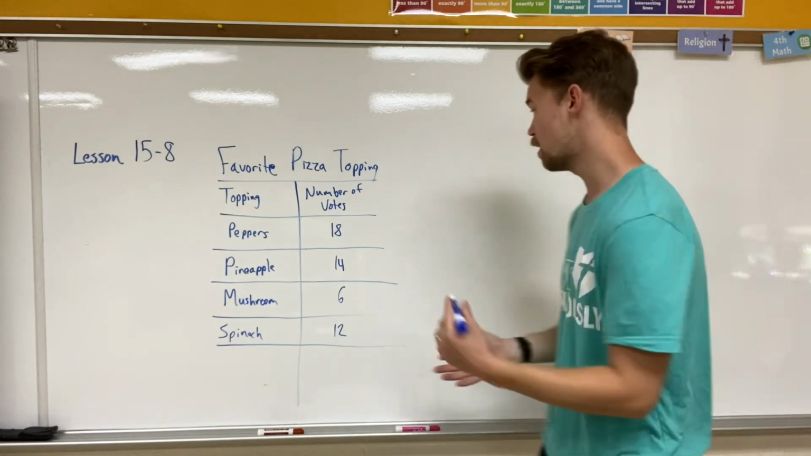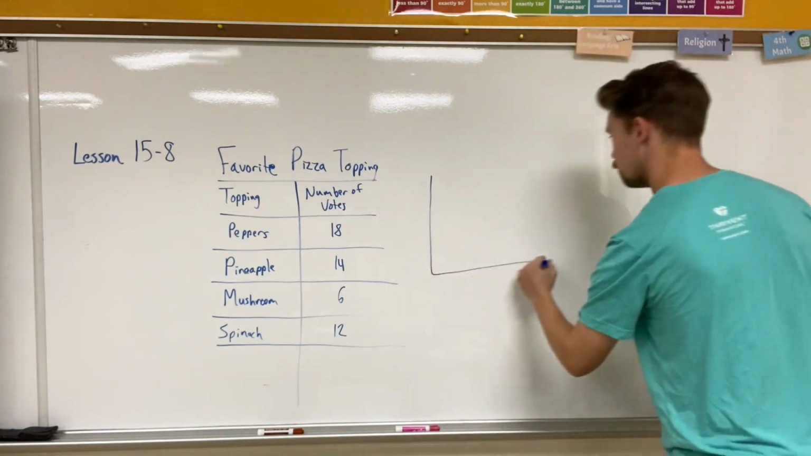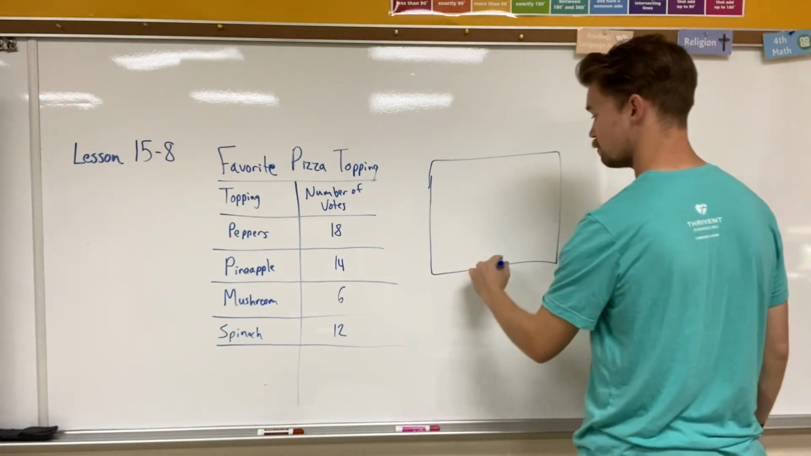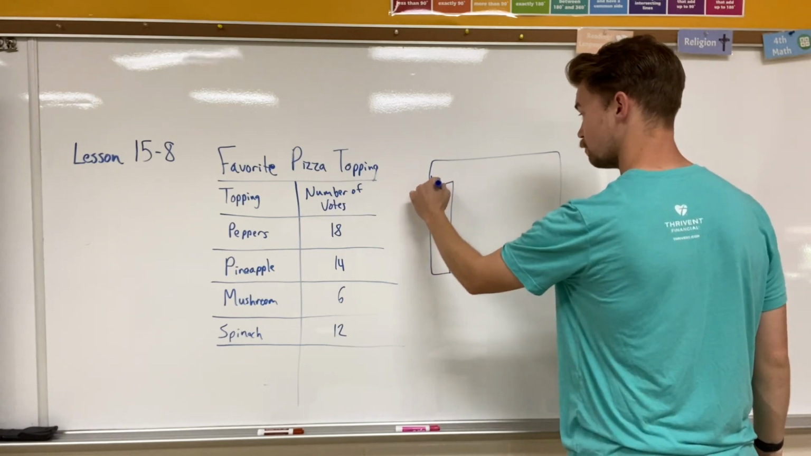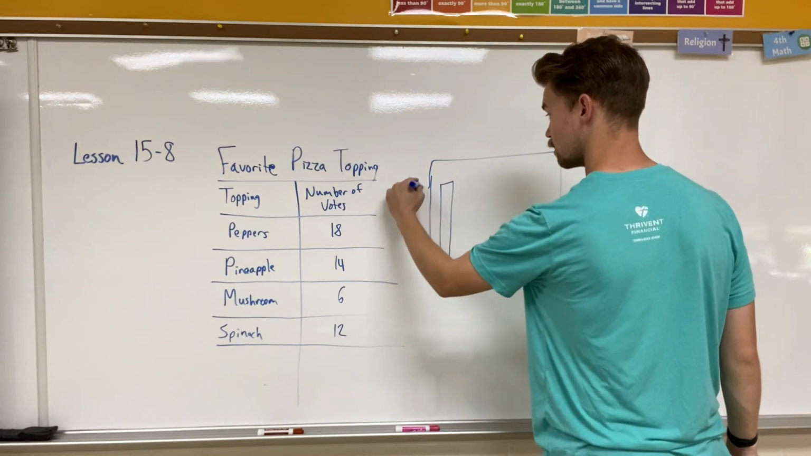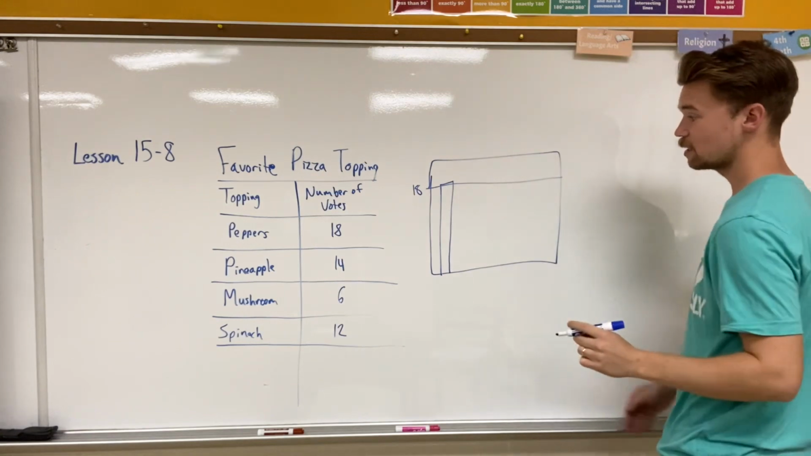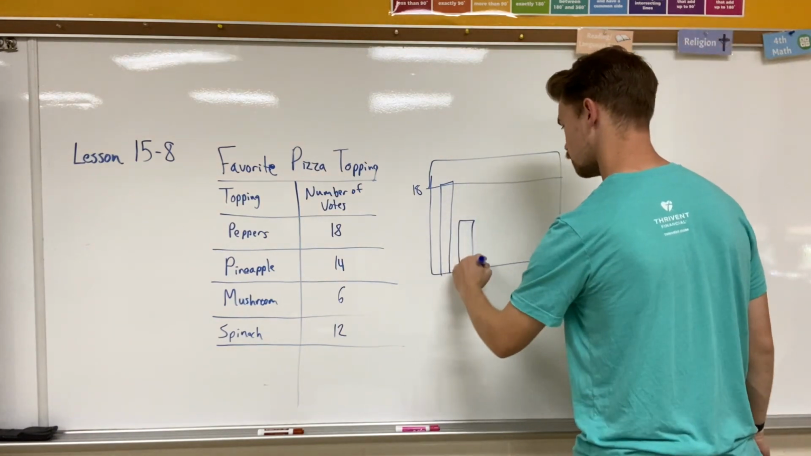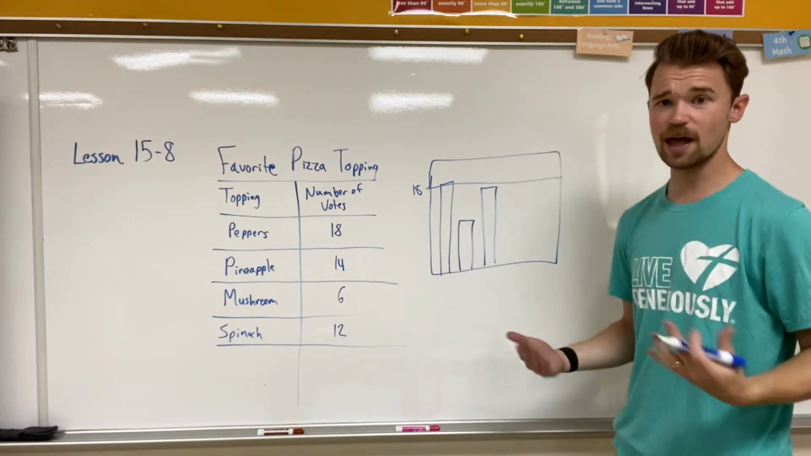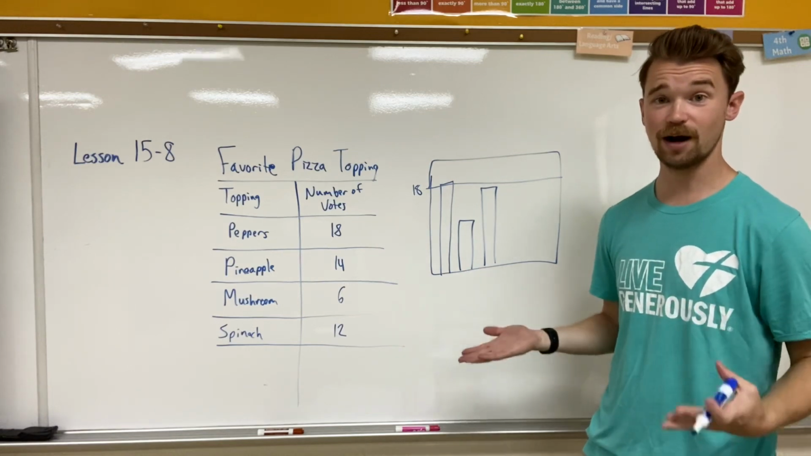Now a bar graph you may have seen before. It kind of looks like a box like this with the different names underneath, and it would show a bar reaching up to a certain number point. It goes all the way across, and there's a bunch of bars that go in different heights. And that would be an example of a bar graph.